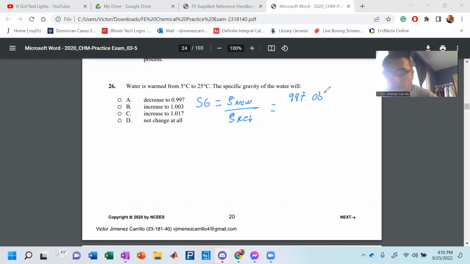And you'll get 997.05 kg per meter cubed divided by 999.3, same units, and you plug that in, and you're going to get 0.997 specific gravity. Circle that in, and you're done.